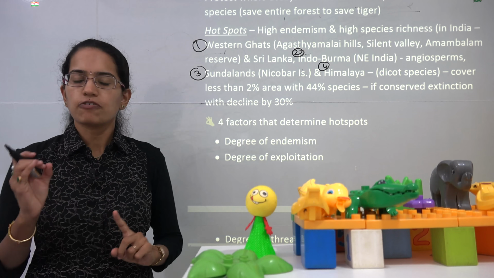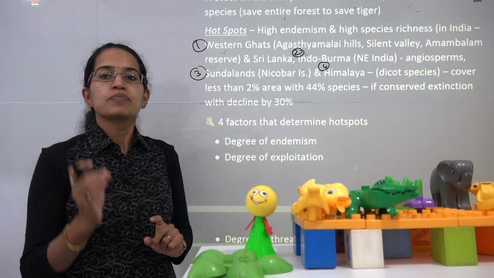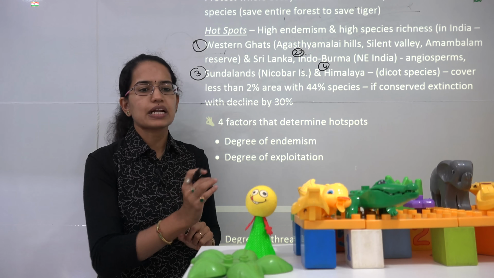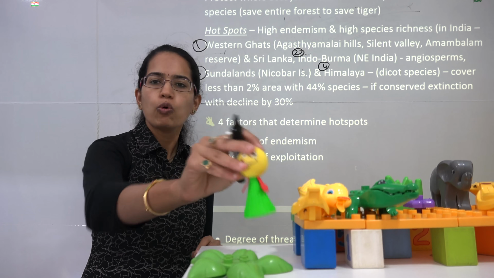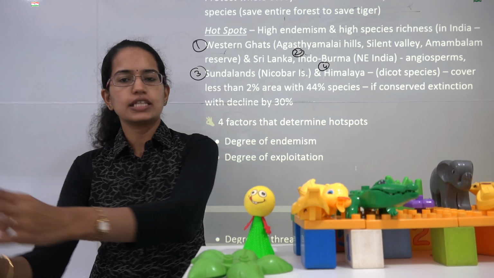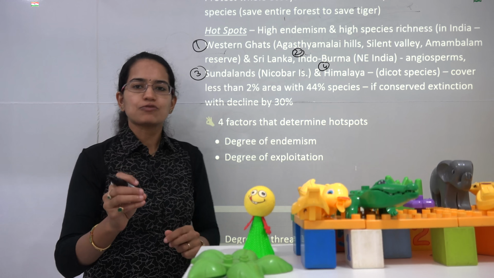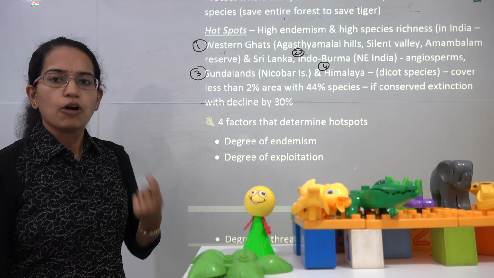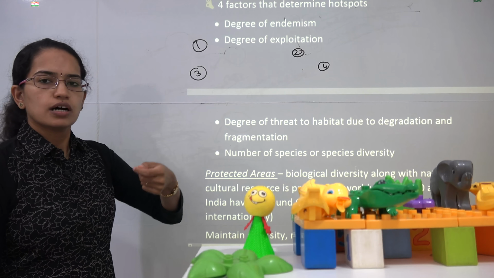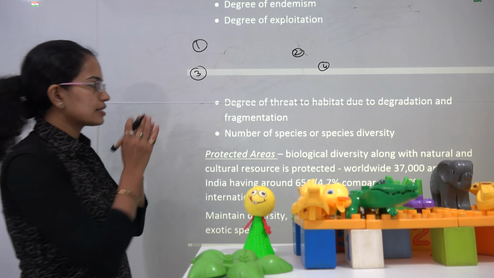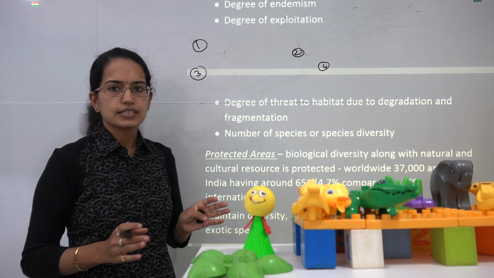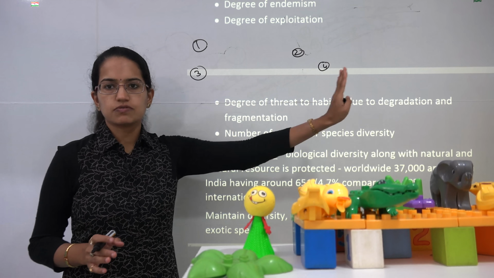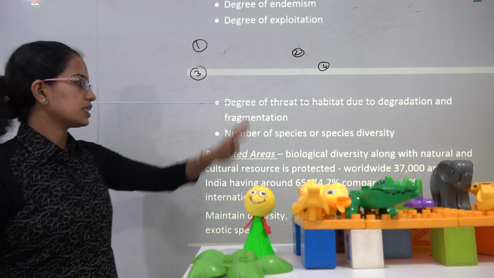Now there are 4 factors that affect these hotspots. First is the degree of endemism. That means how specific a species is to a particular environment, a species found only in this environment and not in any other environment. So that is what endemism is. The next is the degree of exploitation: how open it is to humanity and the level of threat to that organism. So level of threat and degradation, and the number of species, which is also known as species diversity, are considered under that.